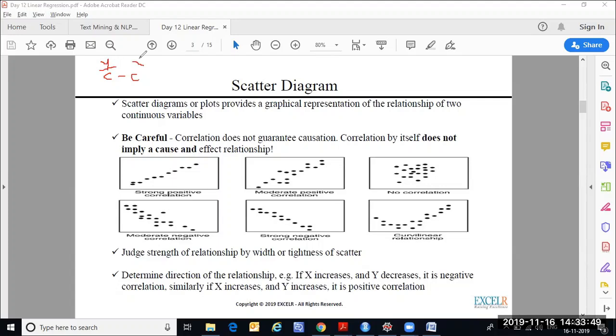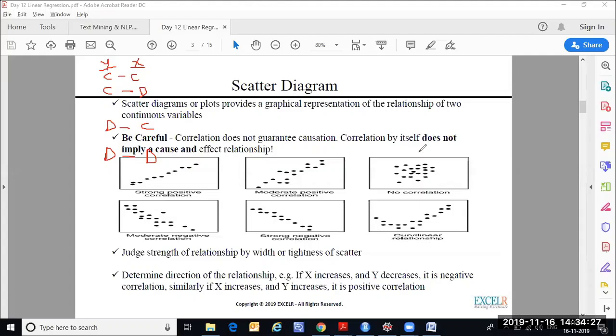Y is nothing but the output variable, x is nothing but the input variable. And what is the other combination? Y being continuous, x being discrete, right? And y being discrete, x being continuous, y being discrete, x being discrete as well. So these are the 4 combinations that you're going to look at from the relationship perspective between 2 variables.